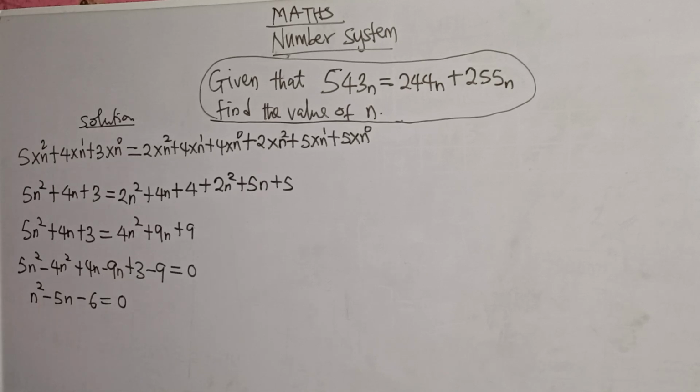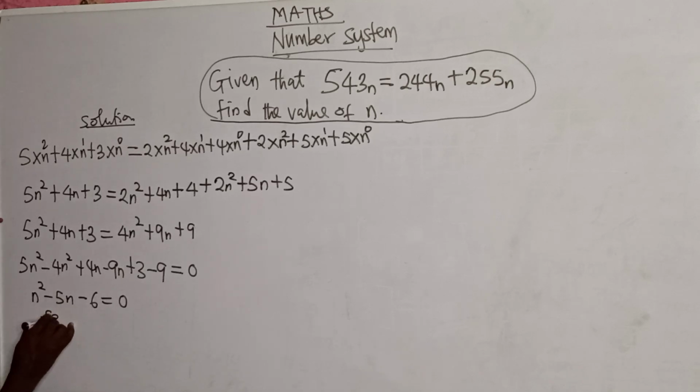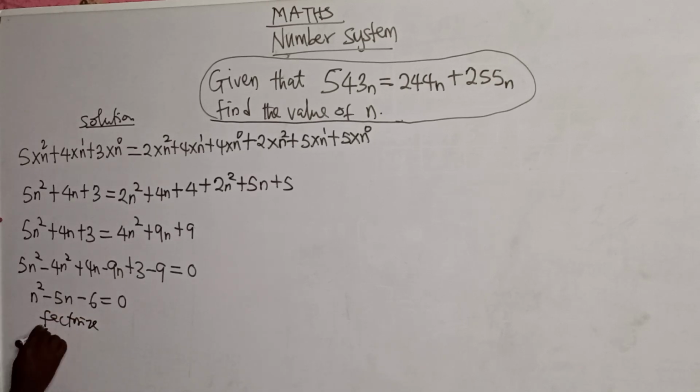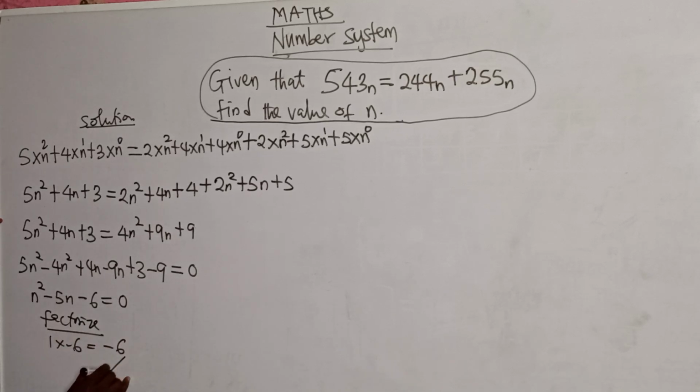So if you watch, where we are now is on quadratic equation. So we can factorize. When you are factorizing, you consider your a and consider your c. Our a here is 1, that is the value that is attached to the square. So we say 1 times minus 6, that will give us minus 6.